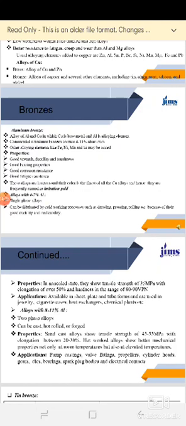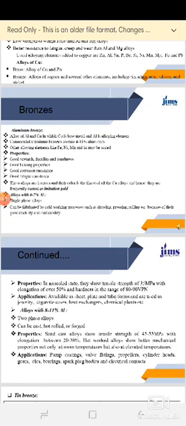Okay. The properties are: in annealed state they show tensile strength of 35 megapascal with elongation over 50% and hardness in the range of 80 to 90 BHN. Application: it is available in sheet, plate and tube form and is used in jewelry, cigarette cases, heat exchangers, chemical plant, etc.